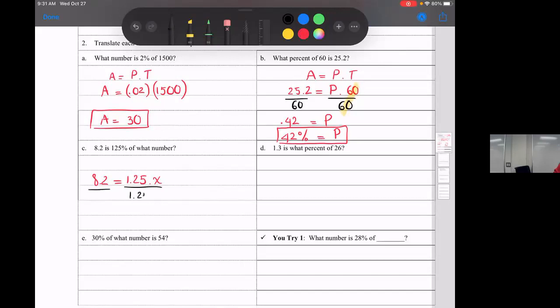So X equals 8.2 divided by 1.25, which is 6.56. Now, the reason I want you to use the formula is because we're going to use it later.